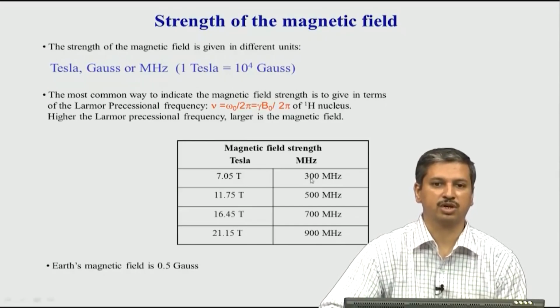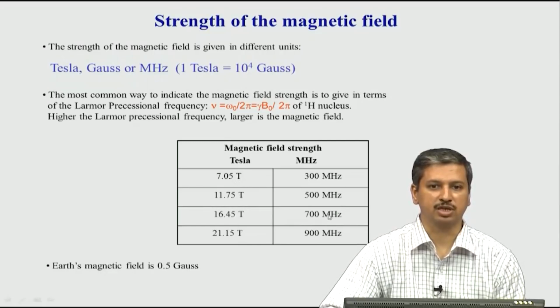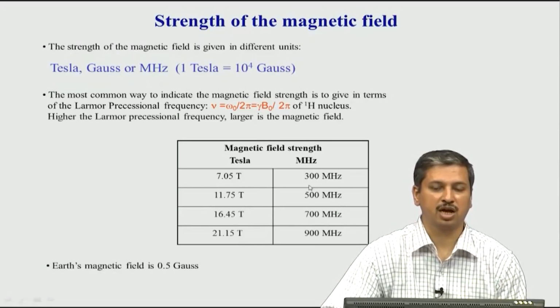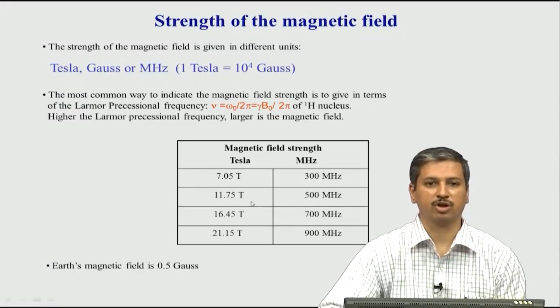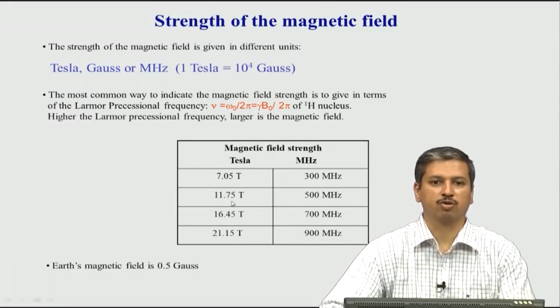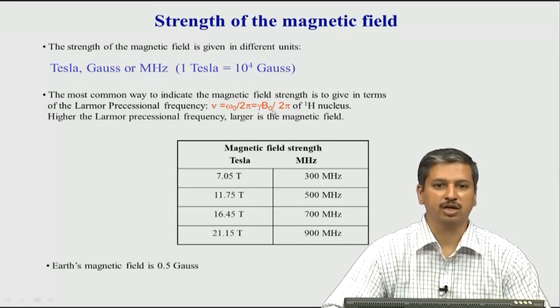So, we say that we have a 300 megahertz spectrometer, we say we have a 500 megahertz spectrometer. These numbers, megahertz and these numbers 300, 500, are all coming from this Tesla. Essentially the magnetic field is what is determining the frequency. So, when somebody says that I have a 500 megahertz NMR spectrometer in my laboratory, what he means to say is that he has a magnet which is 11.75 Tesla. So, the point here is that in spectroscopy, the frequency depends on the magnetic field directly, given by this formula.